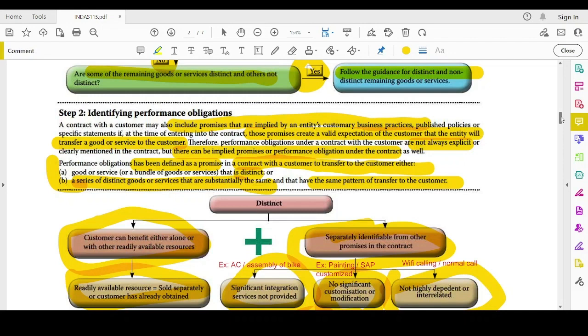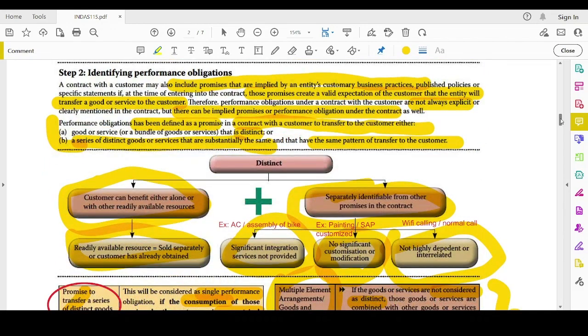So what do I expect? If I buy a refrigerator from a company, I expect them to provide me a doorstep delivery. That is a business customary practice. That promise of buying a refrigerator creates a valid expectation in the mind of the customer that if I buy a refrigerator, I will get a free doorstep delivery. So that is also a performance obligation. Generally, it need not be explicit, it can also be implicit.